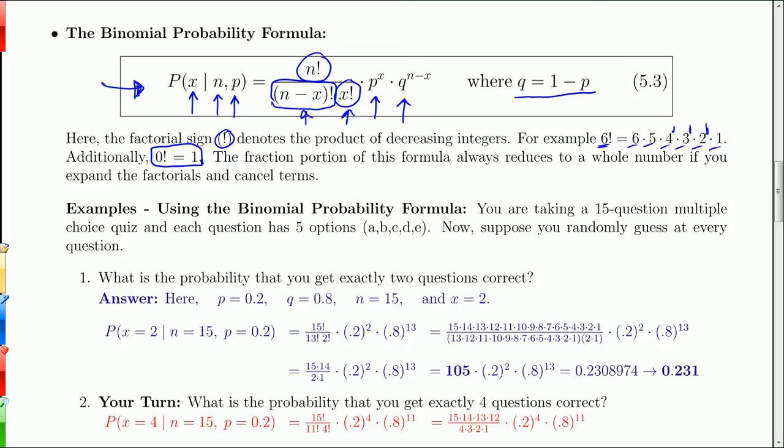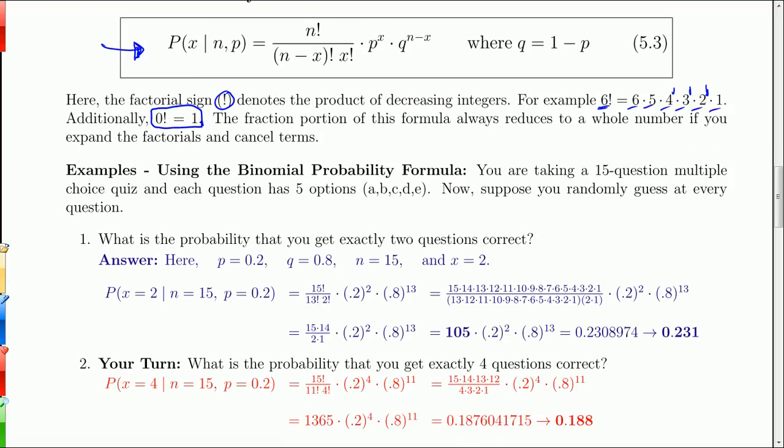Okay, so we have our formula. We have what factorial means. Let's give it a shot. Suppose you're taking a 15 question multiple choice quiz. Each question has 5 options. That means your probability of a single success is 1/5, which is 0.2.